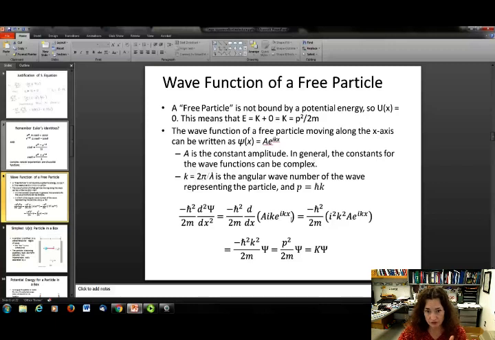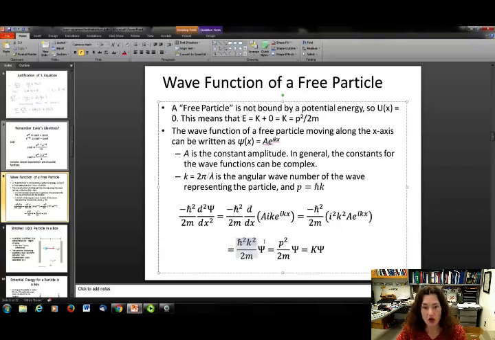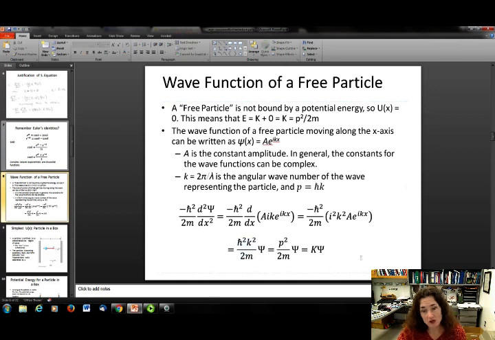But we need to take two, so let's take another one, and we get minus h bar squared over 2m times i squared k squared A e to the ikx. I squared is minus 1. We get h bar squared k squared over 2m times our wave function back again. The minus sign cancels out with the i squared. And then remember h bar k is p, so that's equal to p squared over 2m times our wave function, which is equal to the kinetic energy times psi.